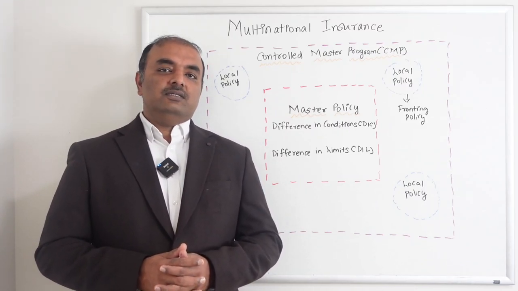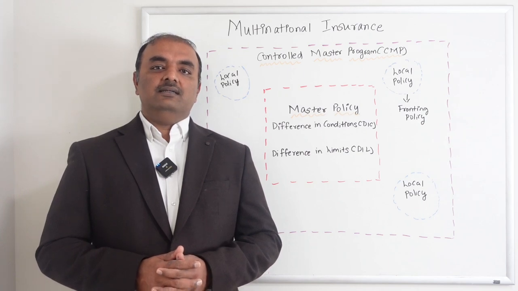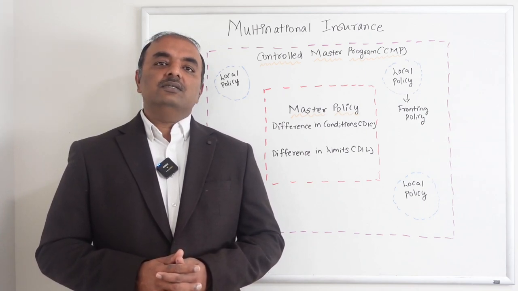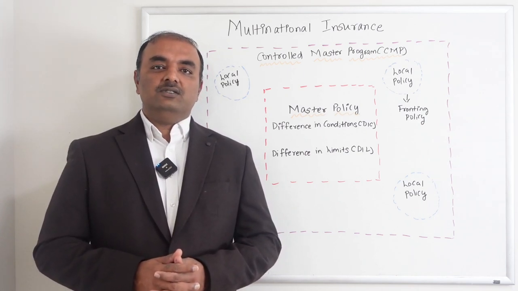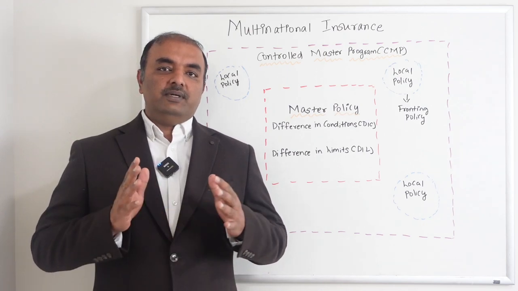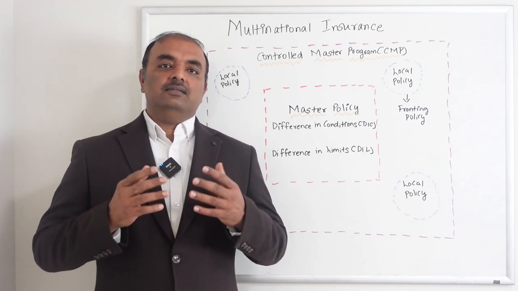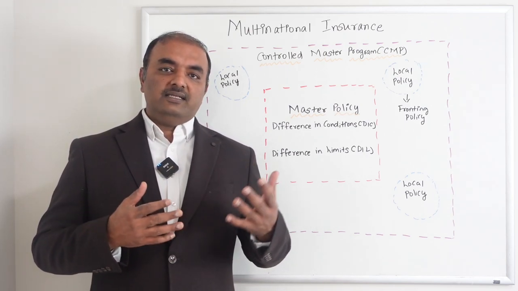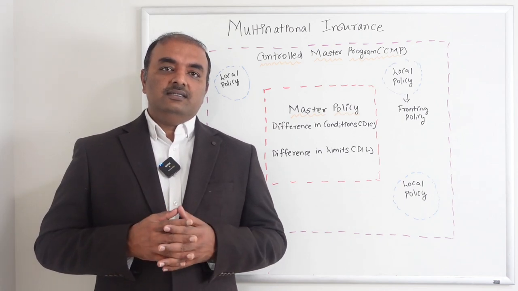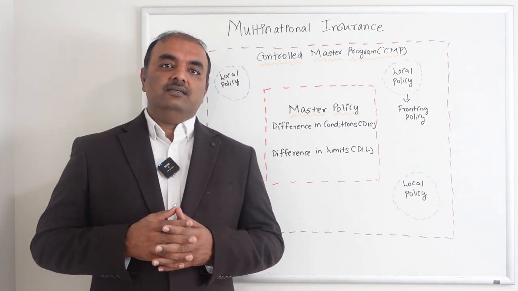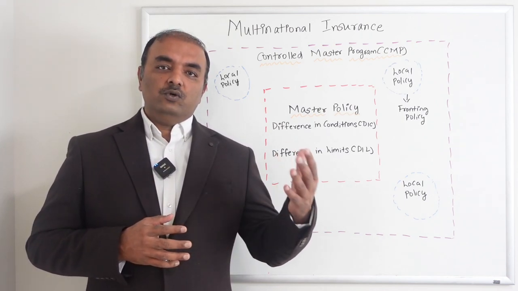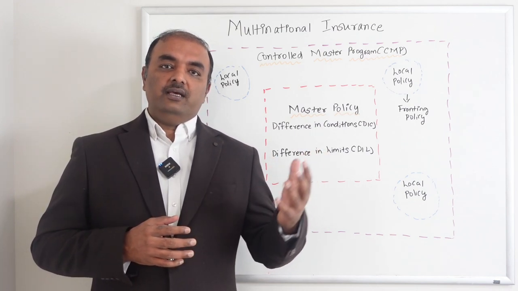Today I'm going to take a quick training on multinational insurance. So in simple terms, multinational insurance is nothing but a company that has their subsidiaries or other branches in different countries. Say if you have a headquarters in USA, they may have a branch in Europe, Canada, UK.